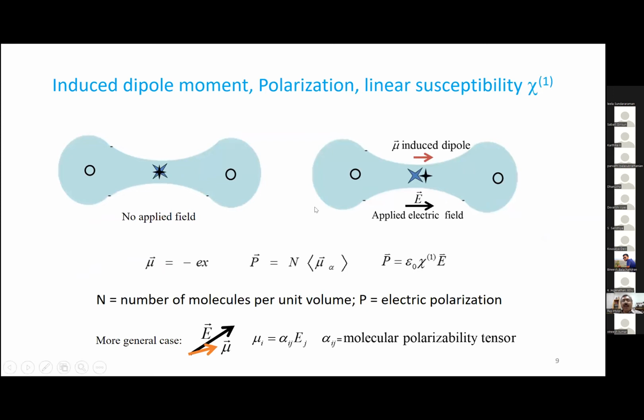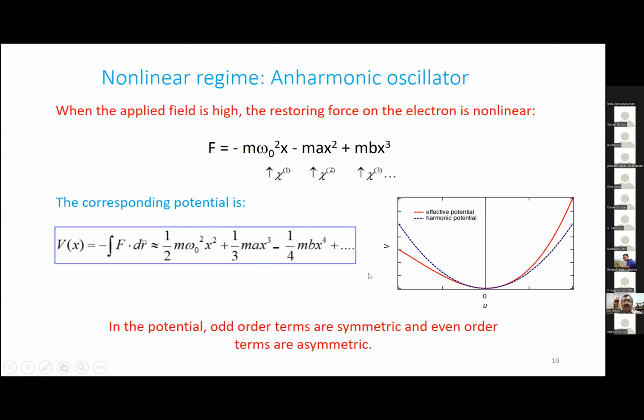So we can write the dipole moment as mu equals minus Ex, where E is the electron charge and x is the distance between the two charge centers. Now we can write the polarization density as P equals N multiplied by the averaged mu, alpha, that's the same as mu here. This N is the number of molecules per unit volume.